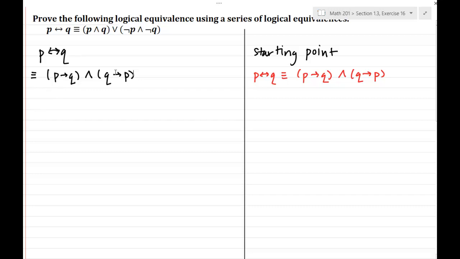So now, again, I want to try to get all ands and ors. What I'm going to do next is use that logical equivalence with the conditional. I know that the hypothesis implies a conclusion is logically equivalent to the negation of the hypothesis or the conclusion. So I'm going to go ahead and replace both of these implications with their equivalent negation or form.